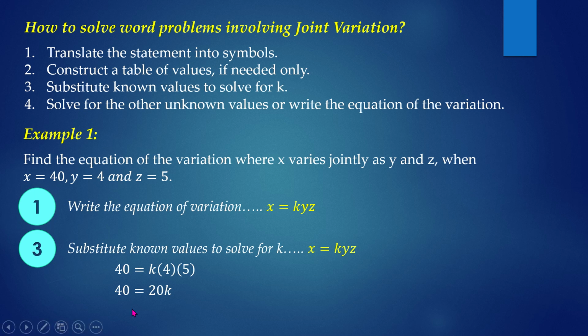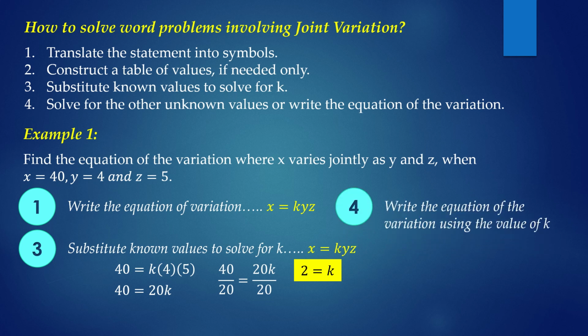To solve for the value of k, so we will eliminate 20. I-divide na nato ang 20 nga tapad sa k. So this is 40 divided by 20, equals 20k over 20. So cancel ang 20. Mahabilin ang k, which is equal to 2. Okay, 40 divided by 20 is 2.